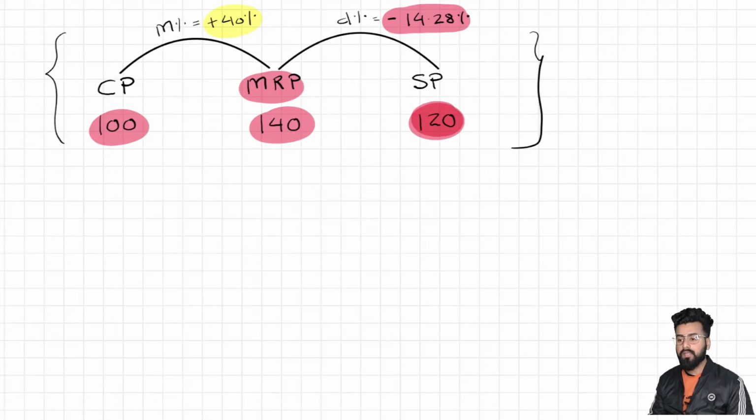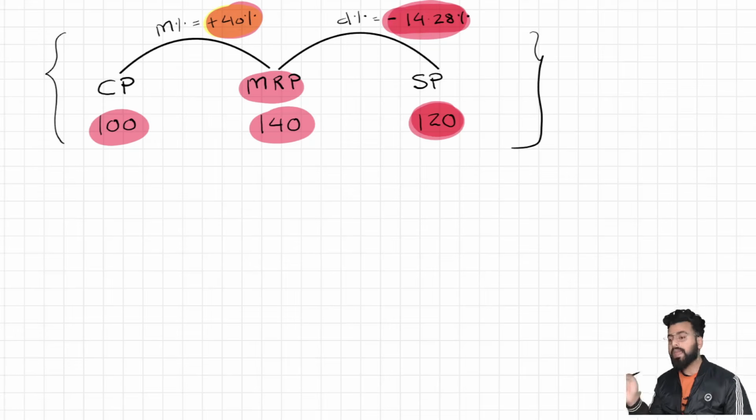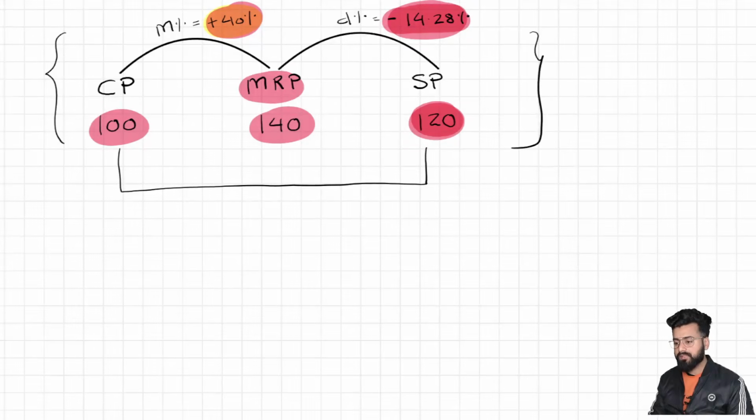So what I'm trying to tell you, if I just try to use these two changes, you would say, sir, since these two changes are happening one after another, these are two subsequent changes. So to answer the question, what question? What is overall profit or loss percent? What I can do, I can use the concept of successive percentage change.